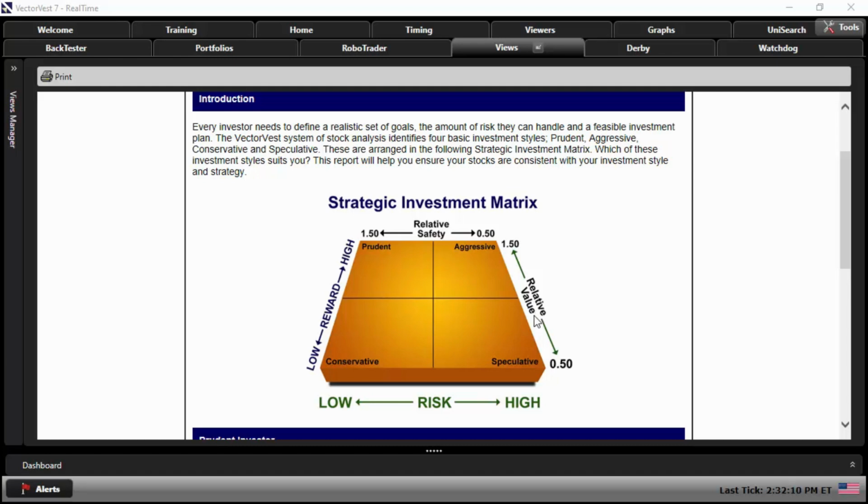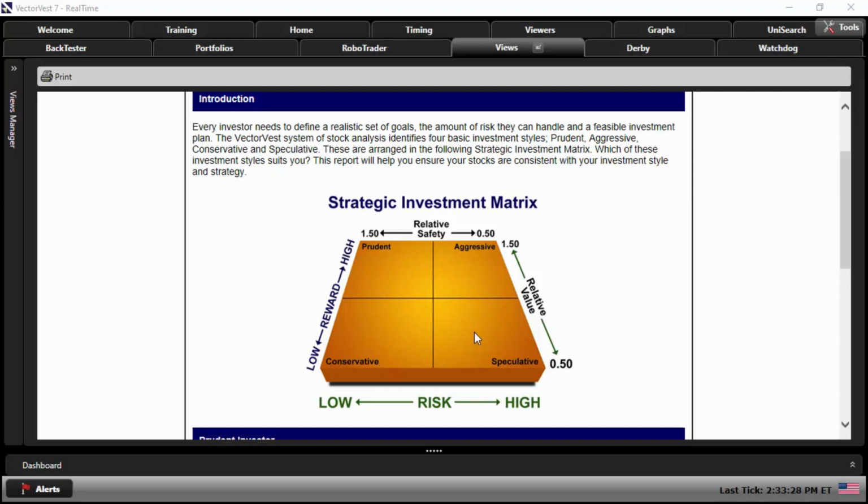Another way of looking at this is relative value is a great way to identify the reward factor in a stock over the next 1 to 3 years, and relative safety is a great way to systematically identify the amount of risk involved with those stocks. So when you put these 2 indicators together, you can get a better sense of what types of stocks you're actually looking for. Now let's talk about each of these investment styles.